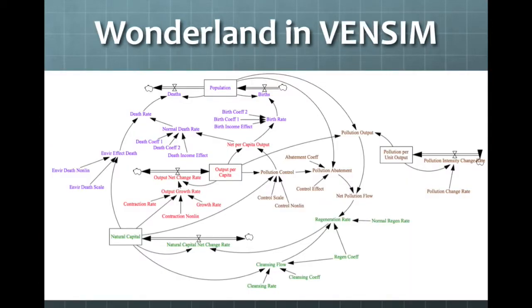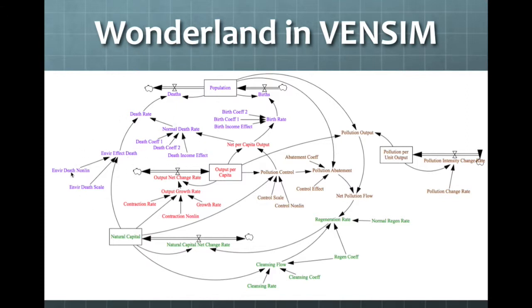So this is a schematic, I'm sorry, of the Wonderland model in VENSIM, and we'll go in a separate video through the model in detail, but essentially you can see how this model is sort of densely packed with all the parameters. But you've got your population stock here, you have the output per capita stock, the natural capital stock, and the pollution per unit output stock. Okay, population is driven by the net of births and deaths. Births have got their set of equations. Death has got its own set of equations, and that's why the parameters sort of build up.